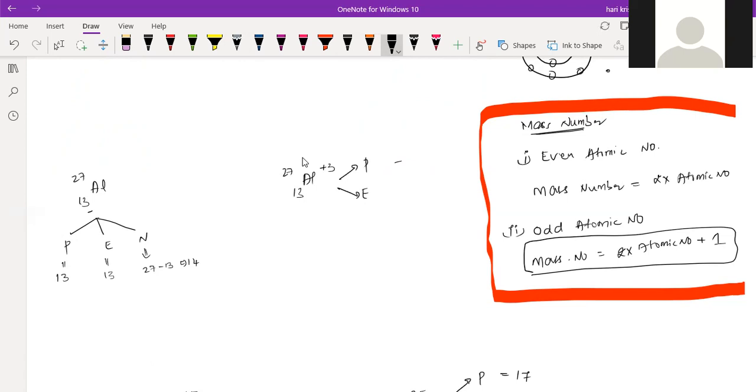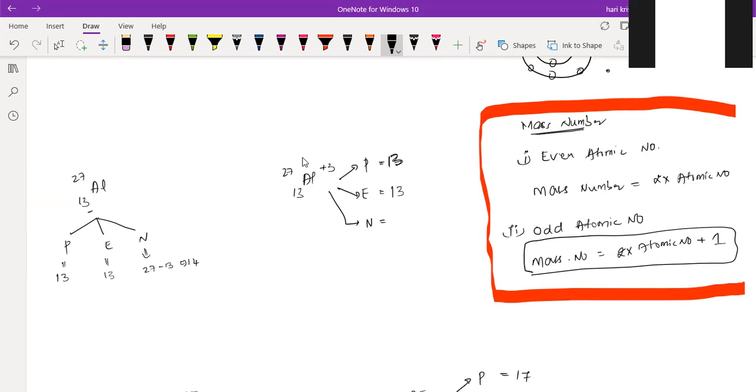Proton, electron, neutron. Sir, proton, I think it's 13. Proton is 13. Sir, electron, so 13 again. What about the electron? Only, sir. Sir, 13.